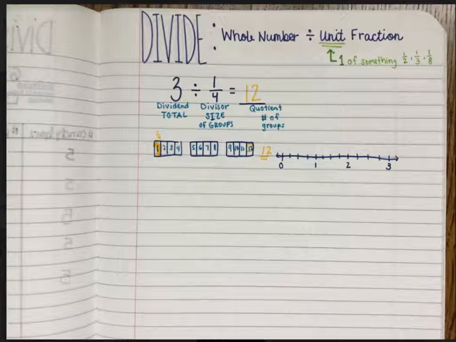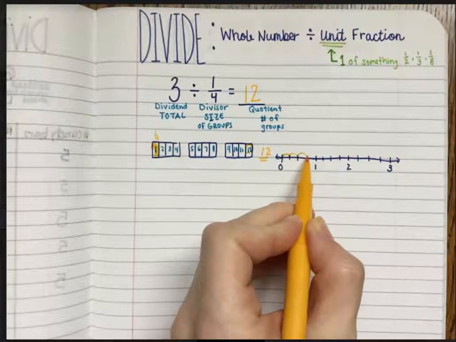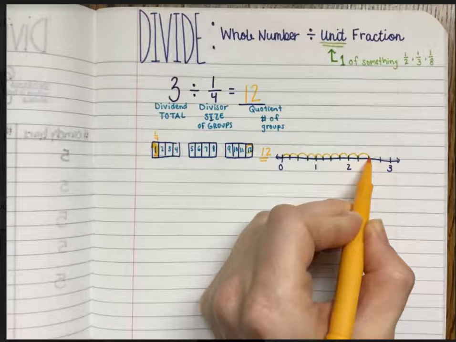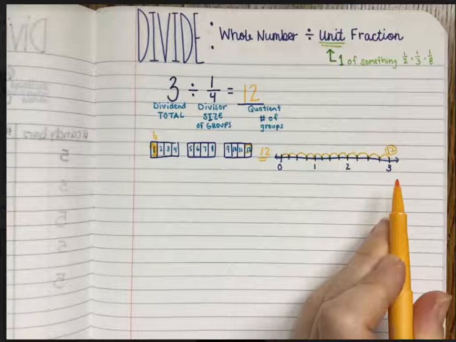So now if we're looking at this as a whole, and we're looking to see how many jumps, essentially, we are making that are 1/4 big, well, there's 1, there's 2, 3, 4, 5, 6, 7, 8, 9, 10, 11, 12. So I've made 12 total jumps. And so that's just another model to show how you can see that 3 divided by 1/4 is 12.